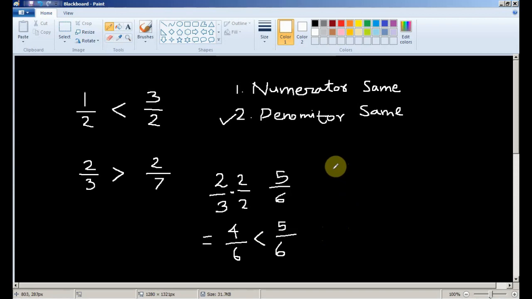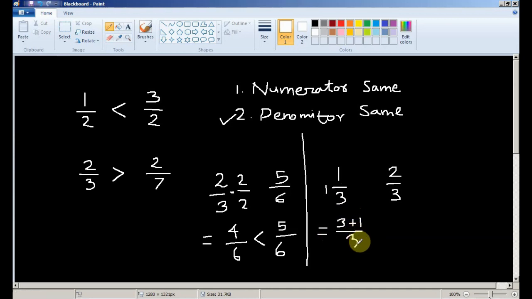Sometimes it's not always the case that you will get an improper fraction or a proper fraction. Sometimes you may get mixed numbers. For example, if somebody asks you to compare 1 1 by 3 with 2 by 3, first you have to convert the mixed number into an improper fraction. 3 into 1 is 3, plus 1, divided by 3, and then you have 2 by 3.